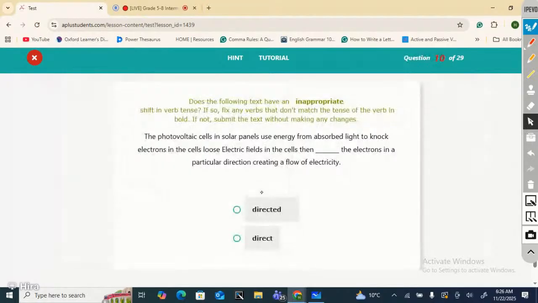The photovoltaic cells in solar panels use energy from absorbed light to knock electrons in the cells loose. Electric fields in the cells then blank the electrons in a particular direction, creating a flow of electricity. Directed or direct? Which verb is appropriate?